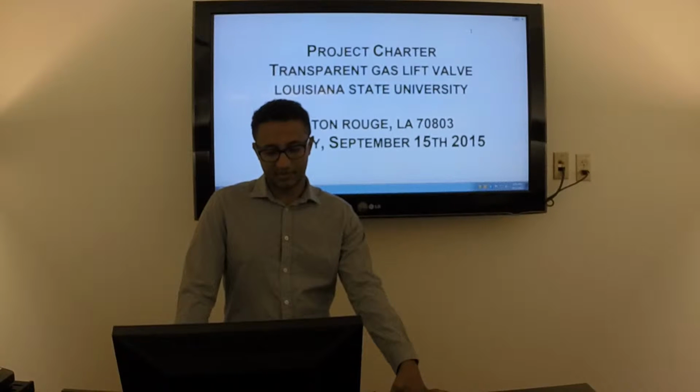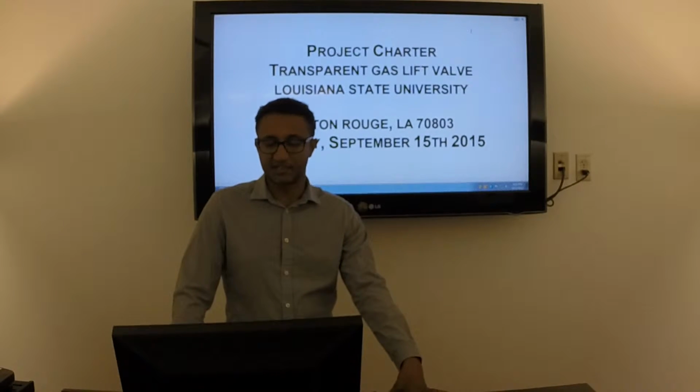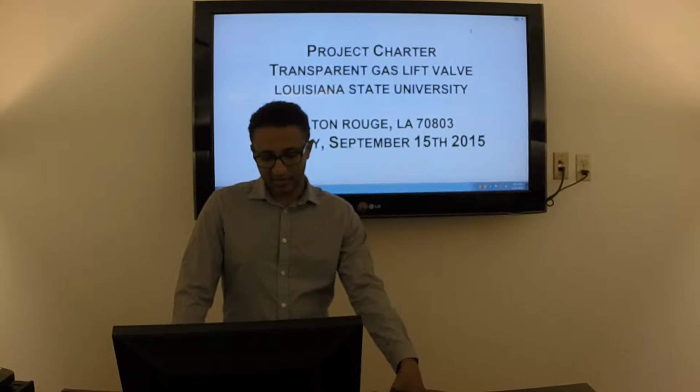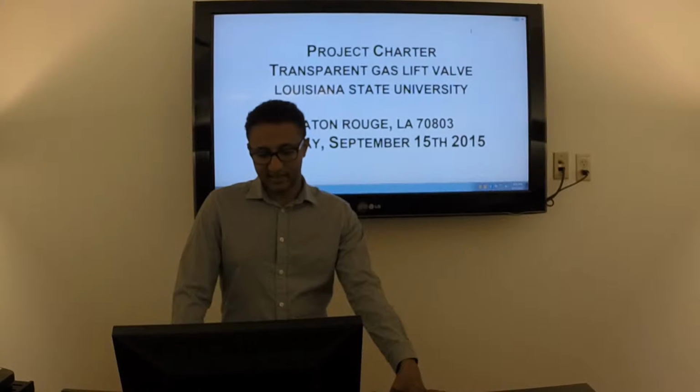Currently, this laboratory experiment is being performed using solid metal equipment. This makes it extremely difficult to gain an understanding of the interaction between the fluid and the injected gas. To be able to better comprehend the concept, a TGLV model will be designed and tested.